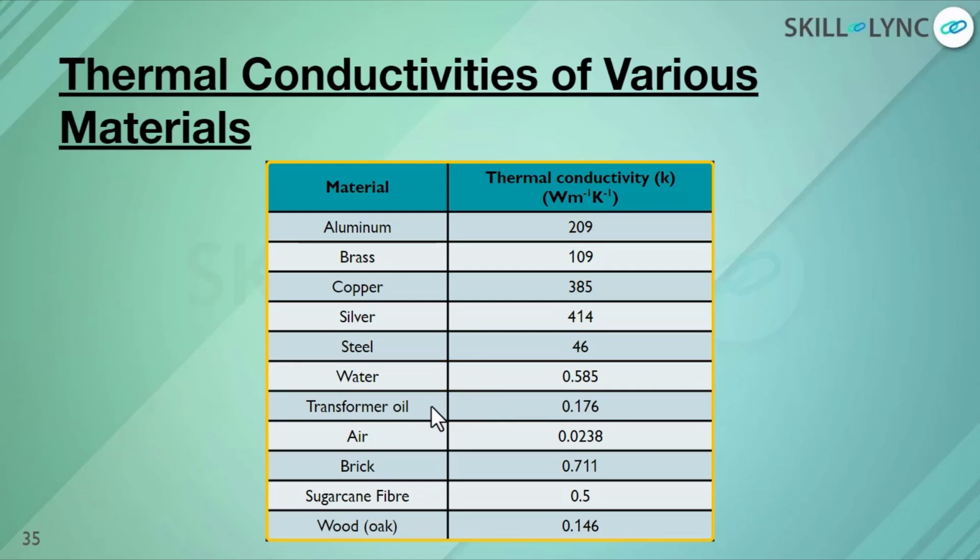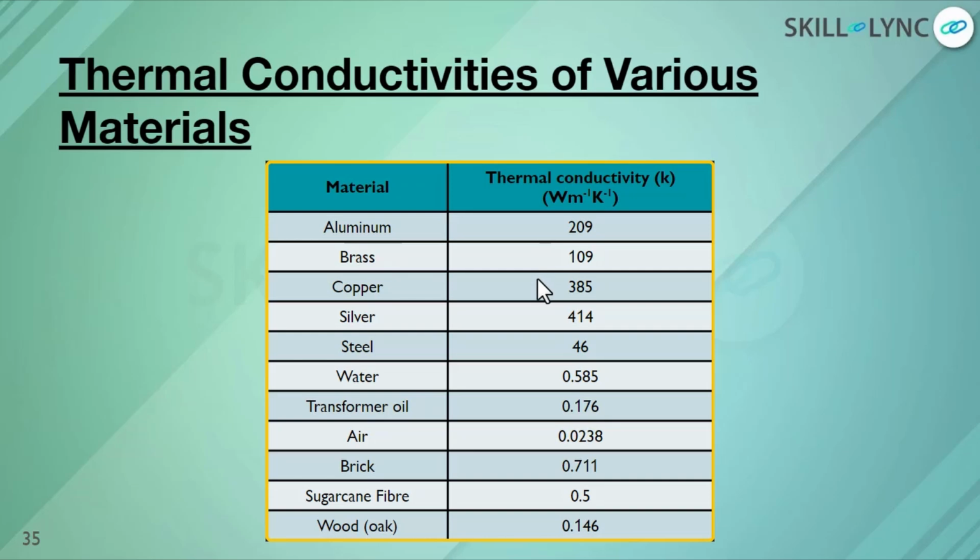0.585. The thermal conductivity of transformer oil is 0.176. Air is 0.0238. Brick is 0.711. Sugarcane fiber is 0.5. Wood of oak tree is 0.146. The thermal conductivity is denoted by the letter small k, where the unit of thermal conductivity is watt per meter per Kelvin.